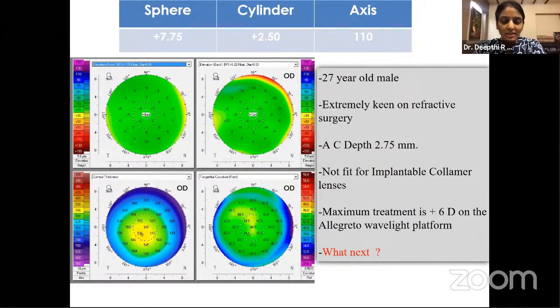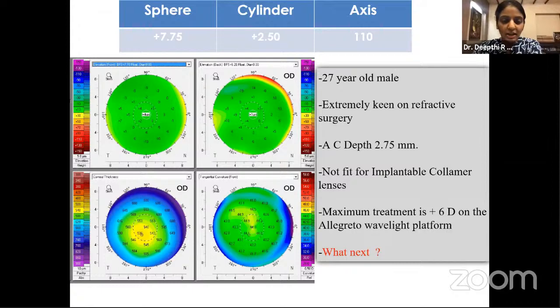So we know this is higher than what most of the LASIK machines would do. What we use is a WaveLight Allegretto platform, where plus 6 is the maximum. And with the shallow ACs, they're not amenable for implantable Collamer lenses. So we have quite a few patients in this series where you have these shallow ACs and high power and extremely motivated patients. And we tried to do something different.